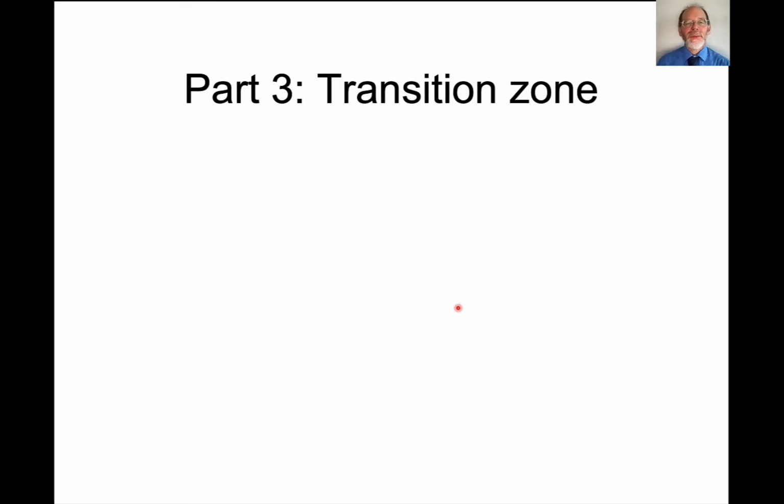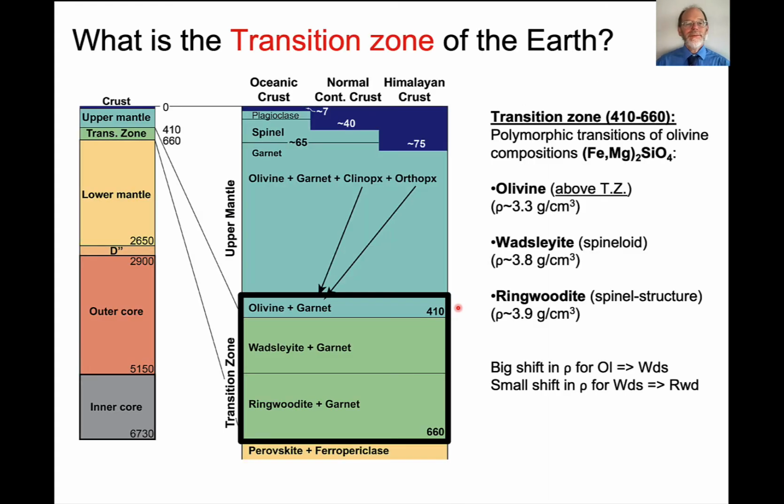In this lecture, I want to talk about the mineralogy of the transition zone and the upper mantle. So in the previous lecture, we were talking about the lower mantle, dominated by perovskite and ferropericlase, or perovskite structured materials and ferropericlase. First, I'm going to talk about the transition zone, and then I'm going to talk about the upper mantle. So the transition zone is dominated by polymorphic transition of olivine compositions.